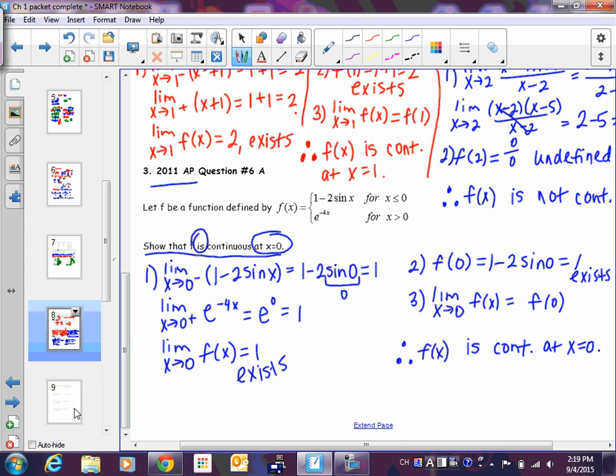Okay, so let's look at the next page. I'll give those of you time to finish copying this. And I want everybody who's done copying to look at number 4 and think about what that graph looks like.